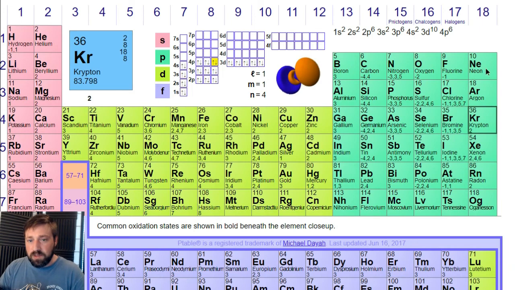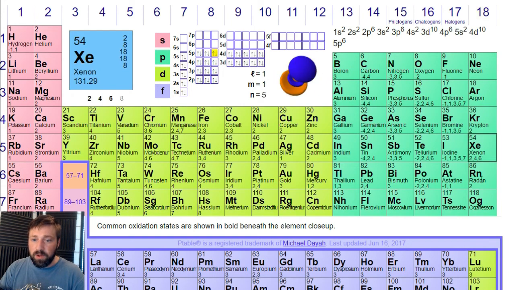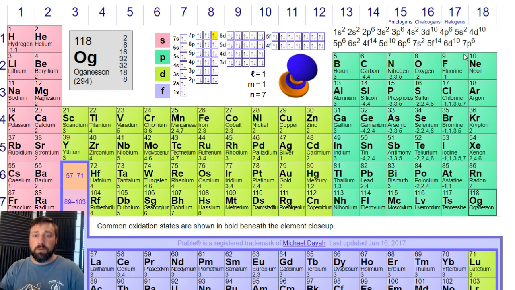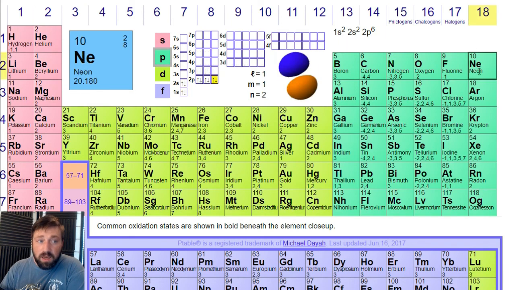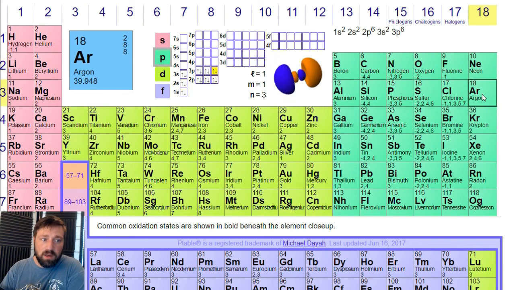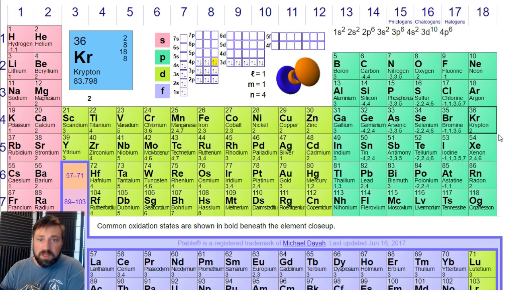One of the first weirdnesses I'm going to talk about is when it comes to these noble gases. Sometimes you can do a kind of shortcut. So what kind of shortcut am I talking about here? All of these are going to end with something p6. So neon is going to end with 2p6, argon 3p6, krypton 4p6, and so on and so forth. These are very, very stable, and because of that, we can use them as a starting place.